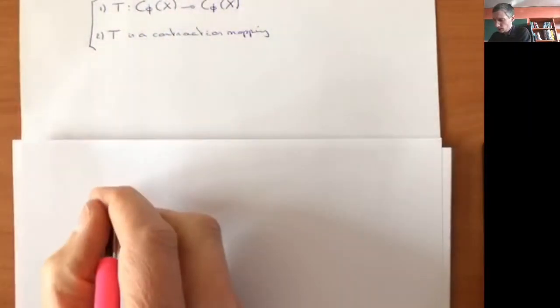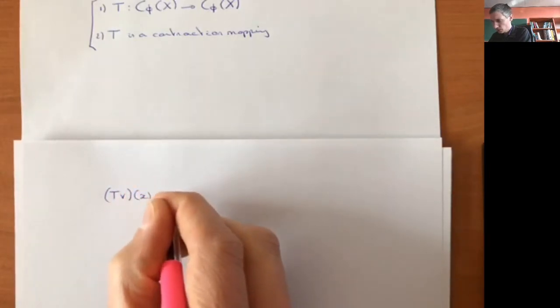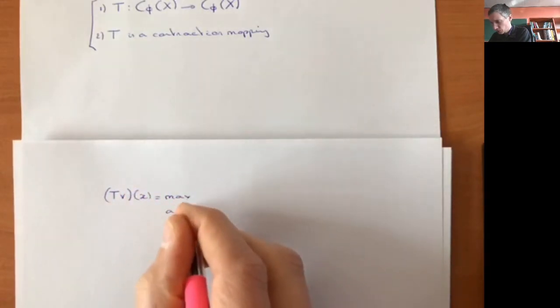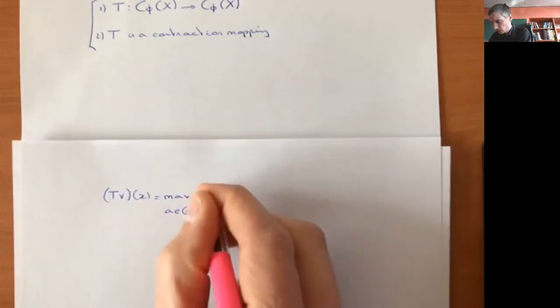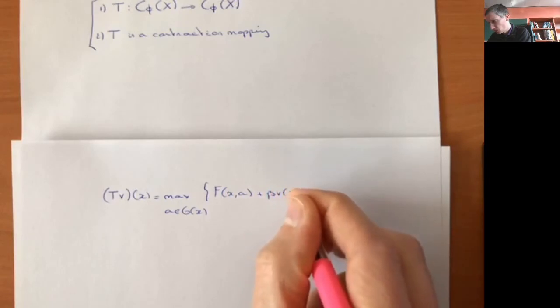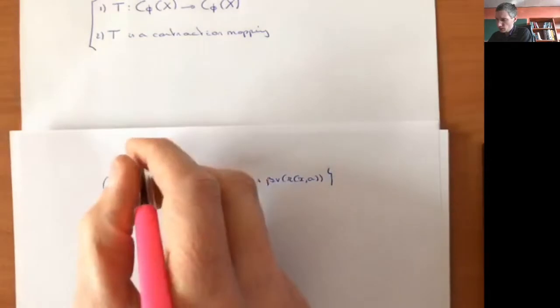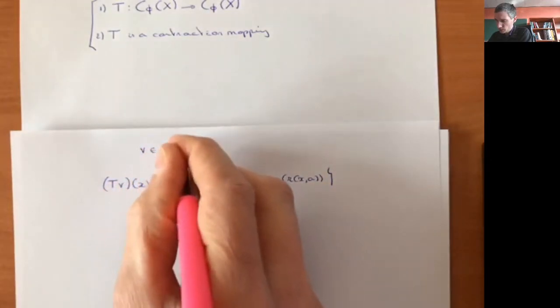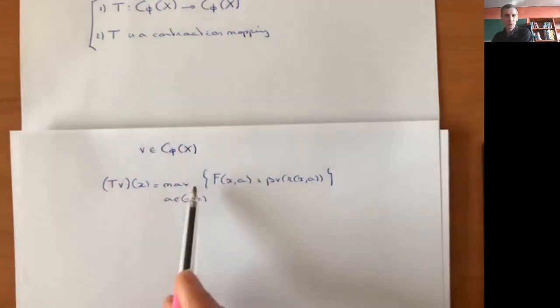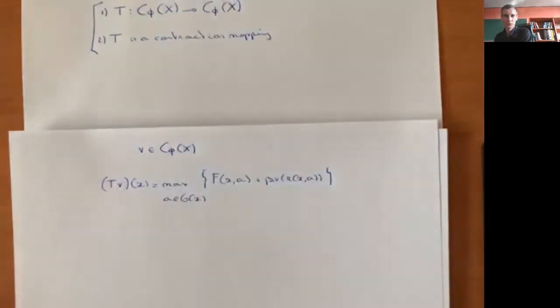So for one, Tv(x) is equal to the maximum over a in G(x) of f(x,a) + beta v(r(x,a)). Assume that v is in C_phi(X), so we need to show that Tv is also in C_phi(X). That's the main goal here.